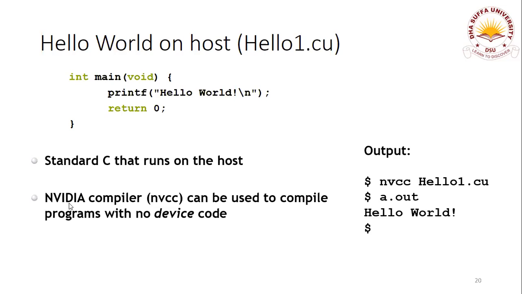The NVIDIA compiler can also be used to compile a program with no device code at all. The reason is that CUDA is built upon the C compiler. That is why this is possible. This should not be the norm. This is just a basic example where we write code with the .cu extension, that is CUDA code, but with no device code at all. This is just an example.